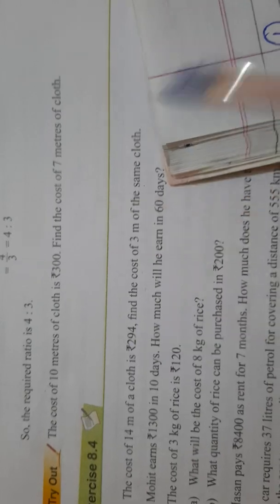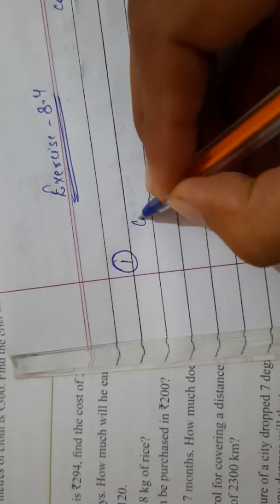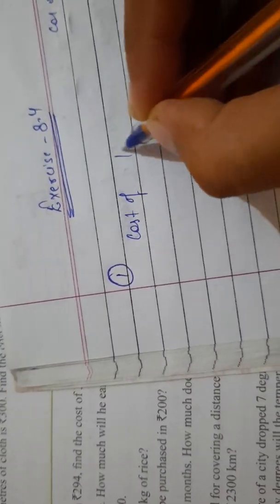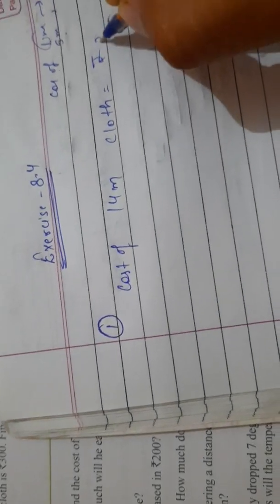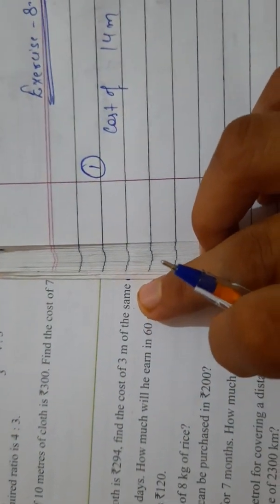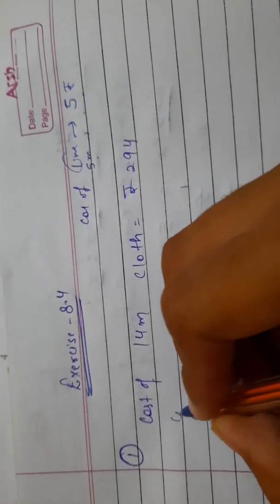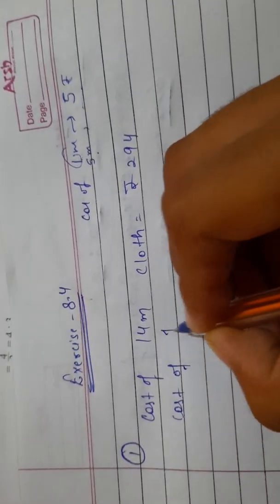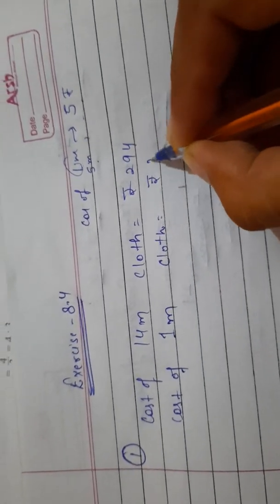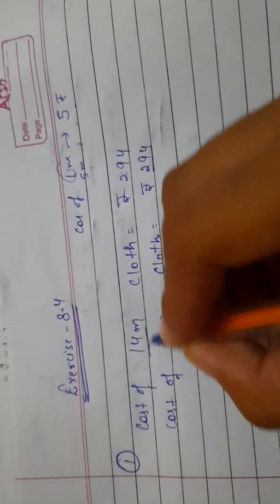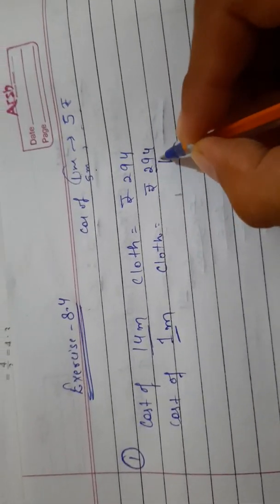So same here, the cost of 14 meters of cloth is given as rupees 294. They ask to find the cost of 3 meters of the same cloth. But first of all we will always find the cost of 1 meter of cloth in rupees. We will divide. When more than one is given and we have to find one, we divide.